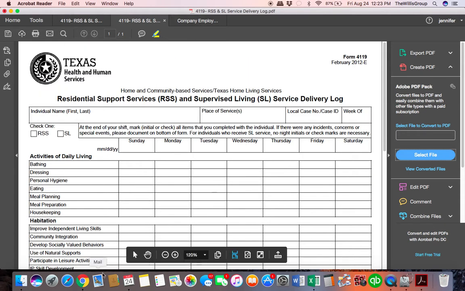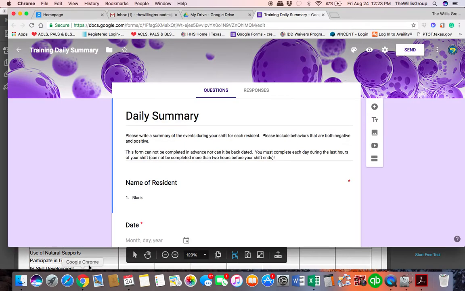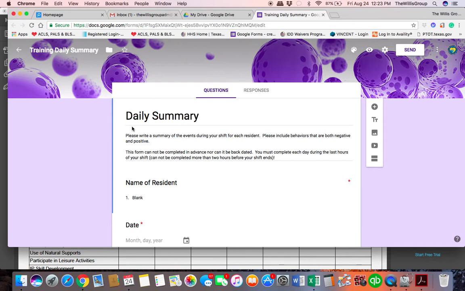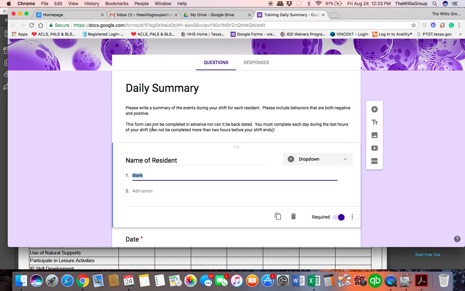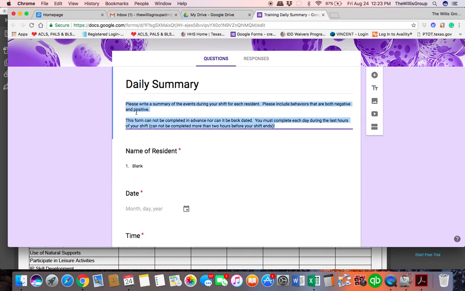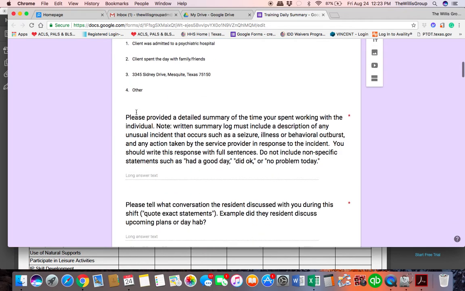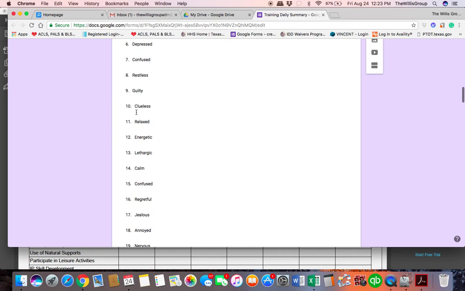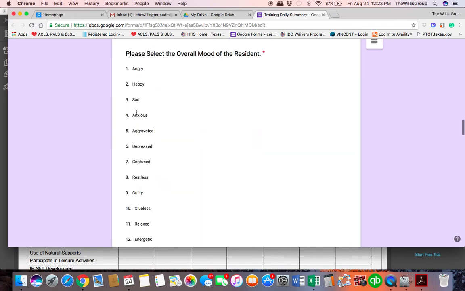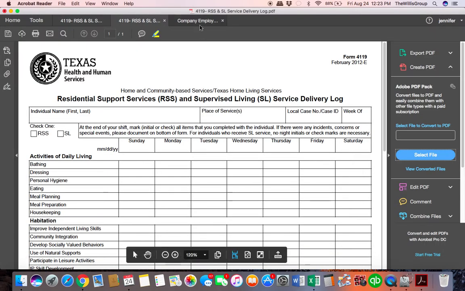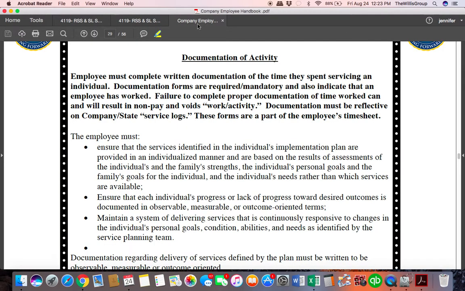And for individuals who are working in the group home setting, we are referencing the online daily summary as a drop down, for what the staff needs to complete when they are working with the individuals in the group home setting. So again, not only do you need to clock in and clock out, but there are forms that need to be completed that indicate that you actually worked with that individual.